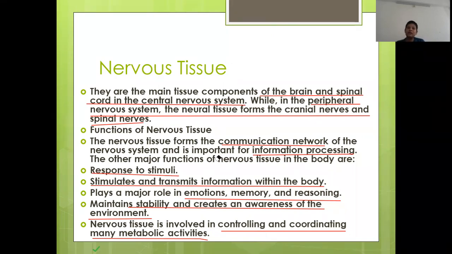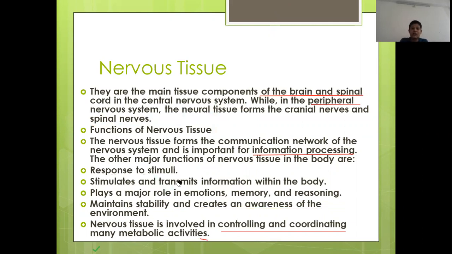Now controlling and coordinating many metabolic activities means like controlling some of the involuntary actions, because the brain does not control only voluntary actions. The brain also controls involuntary actions. So now let's go to our next slide.